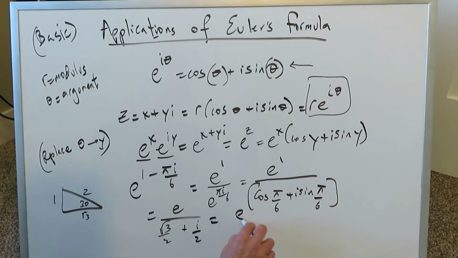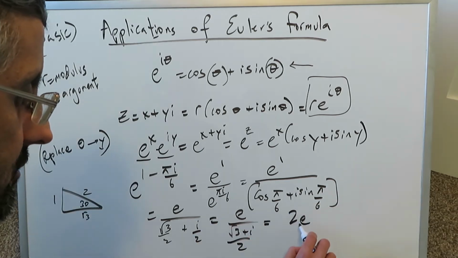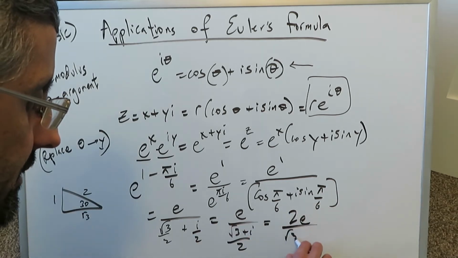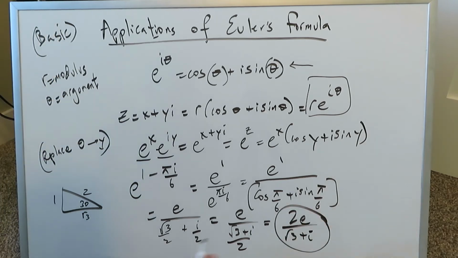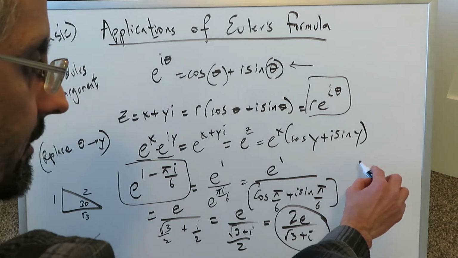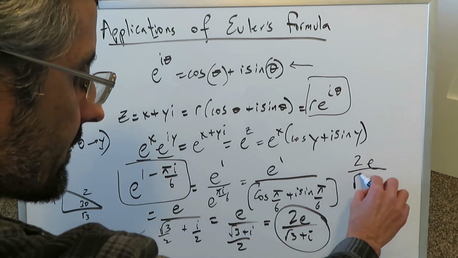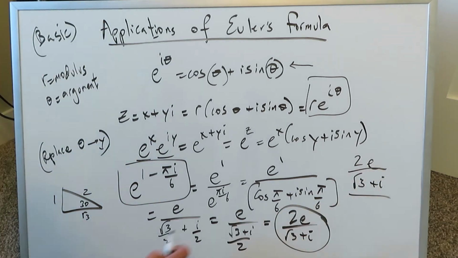You can do a good common denominator over here. You'll have a root 3 plus i over 2, and this 2 can flip and it can attach with this e on the top. So your answer would be 2e, and then we'll have root 3 plus i, and that right there would be the answer of this expression right over here. And just for a little clarity, we'll rewrite it here: 2e divided by root 3 plus i. That right there is my answer.